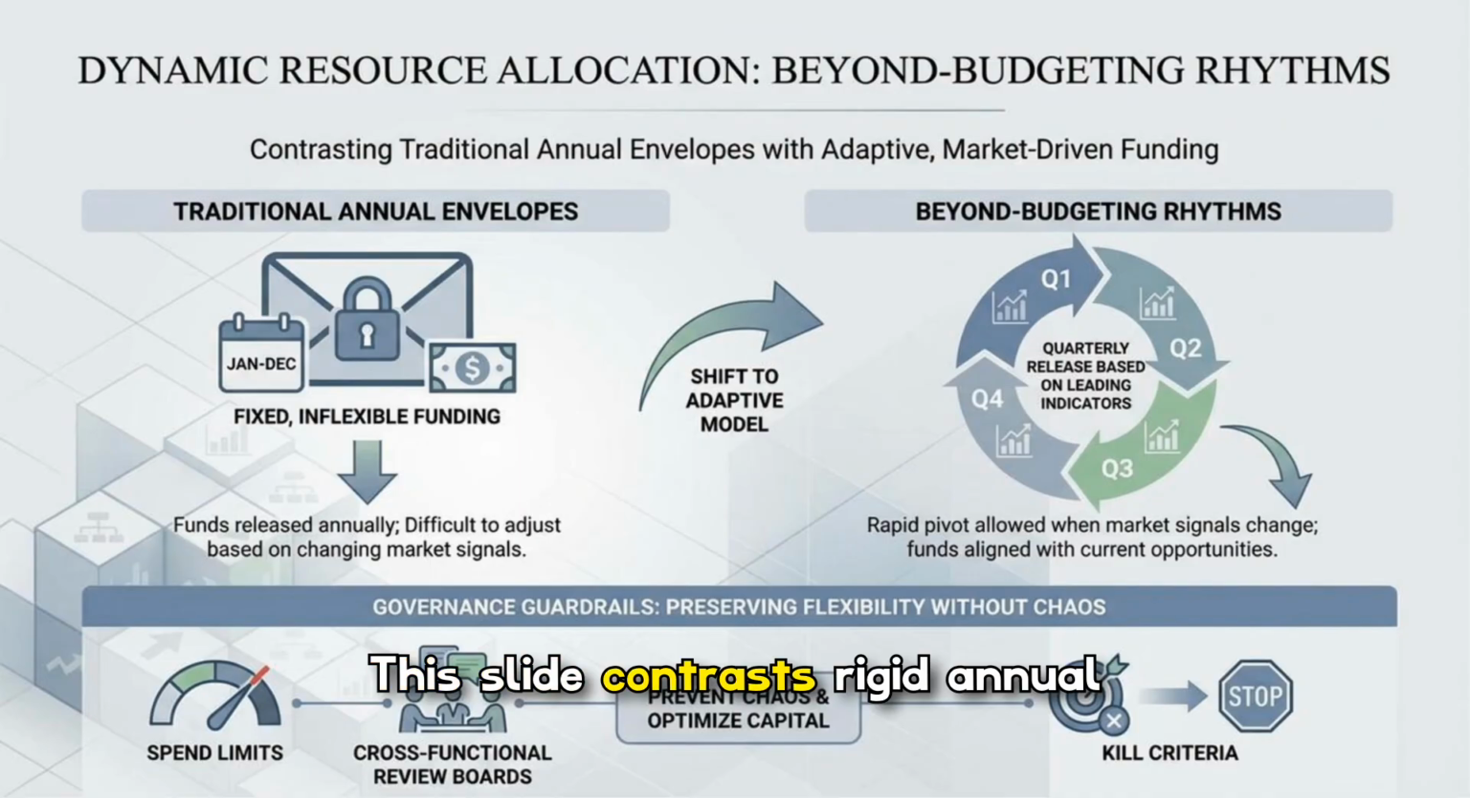This slide contrasts rigid annual envelopes with a more adaptive, market-driven funding rhythm. Instead of fixed, inflexible funding released once a year, an adaptive model enables quarterly pivots based on leading indicators, letting teams scale up or down with market signals. Governance guardrails like spend limits, cross-functional review boards, and clear kill criteria preserve flexibility without creating chaos or financial surprises.